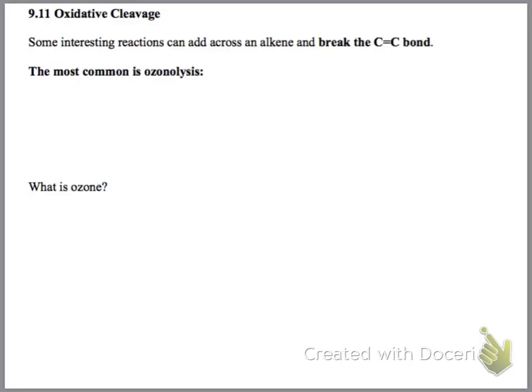So in the overall reaction, it's called oxidative cleavage. Ozone has two steps, and we're going to go over both of them. The first step, ozone is added, that's O3. And then the second step is a reducing agent, which is typically dimethyl sulfide, which is called DMS.